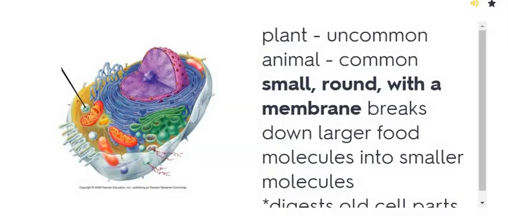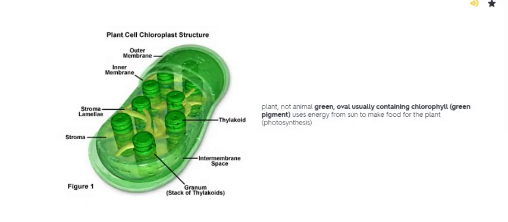Vacuole. Plant, few. Animal, large. Small fluid-filled sacs store food, water, waste. Lysosome. Plant, uncommon. Animal, common. Small, round, with a membrane, breaks down larger food molecules into smaller molecules, digests old cell parts. Chloroplast. Plant, not animal. Green oval, usually containing chlorophyll, uses energy from sun to make food for the plant.